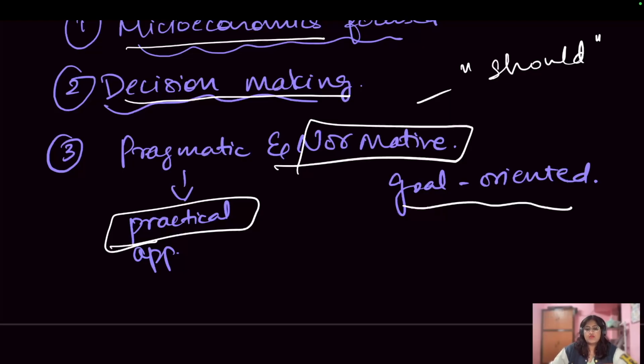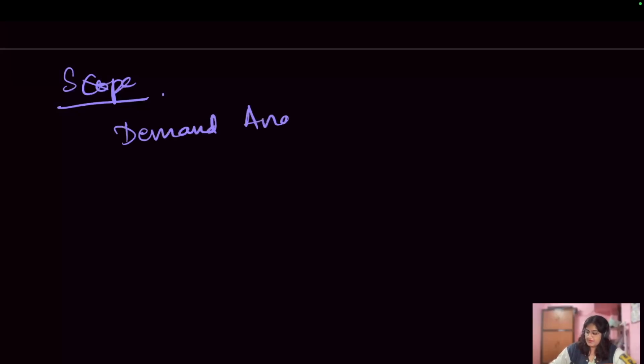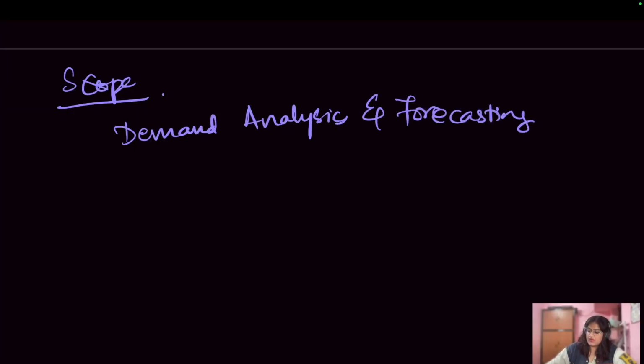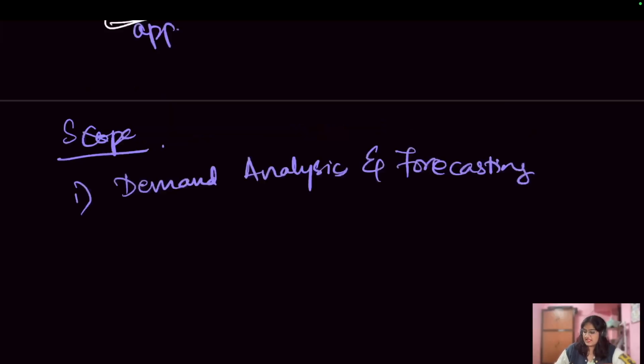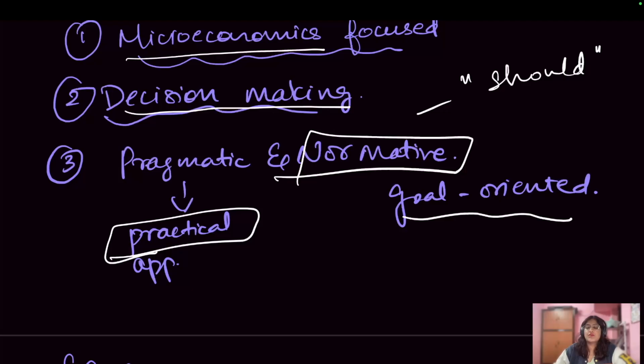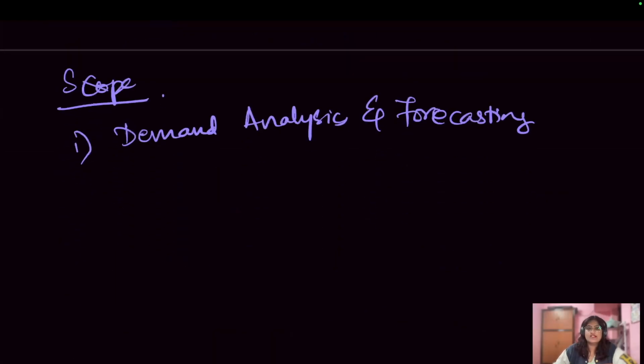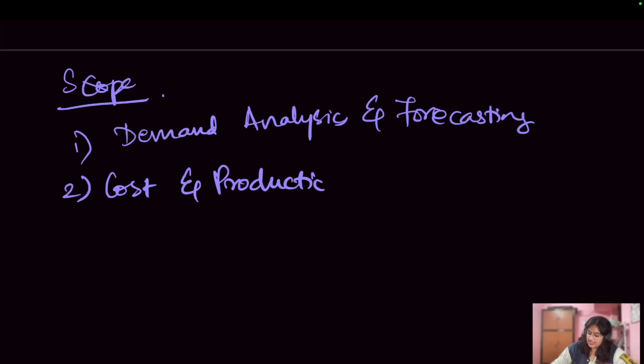Now, what is the scope? Like what it handles? Where is it mostly applicable? So the first scope is demand analysis and forecasting. That is predicting what the customers want. Like we said here that it is normative, how much product should we produce. So through demand analysis, we can understand what the customers are looking for and accordingly we can adjust and optimize our production.